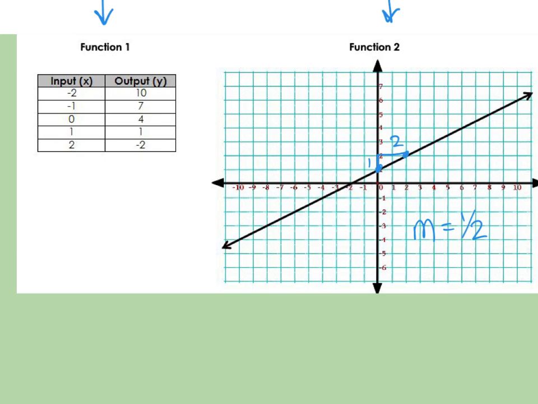Now for the table, I need to pick 2 points and do the math. So I'll pick the ones that don't have integers. So here's x1, y1, x2, y2, and then I will plug it into the slope formula. So 1 minus 4 over 1 minus 0 gives me negative 3 over 1. So my first slope is 1/2. My second slope is negative 3.